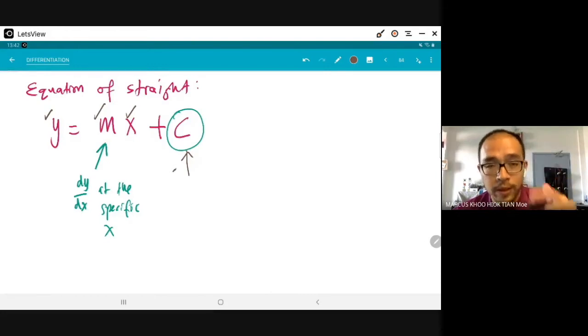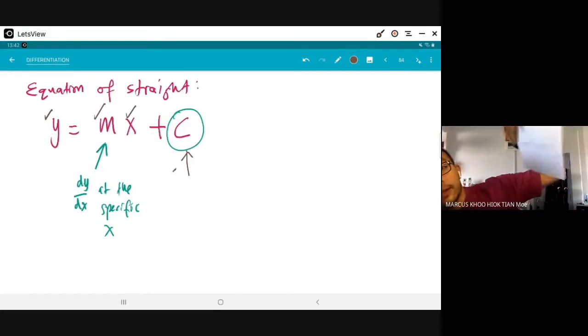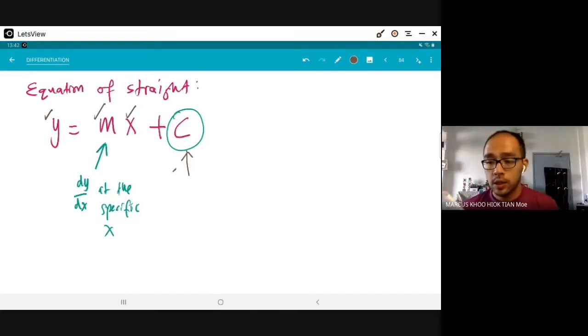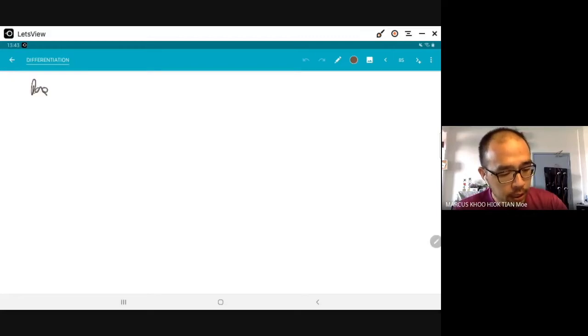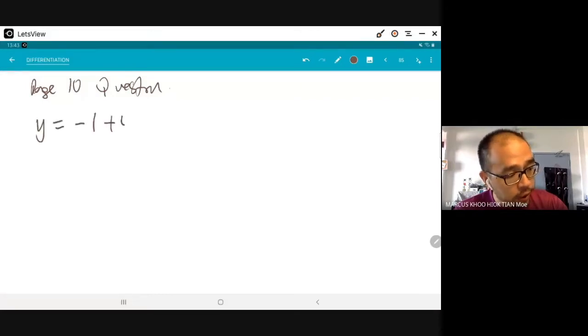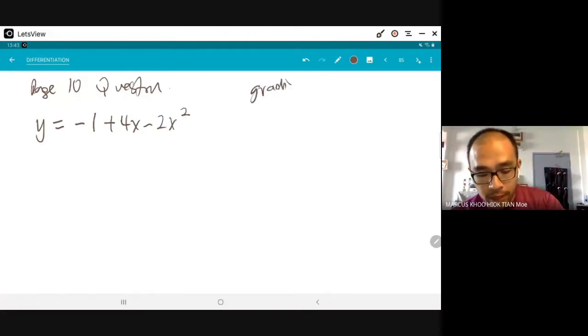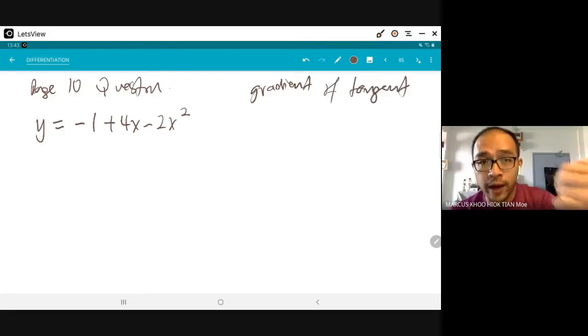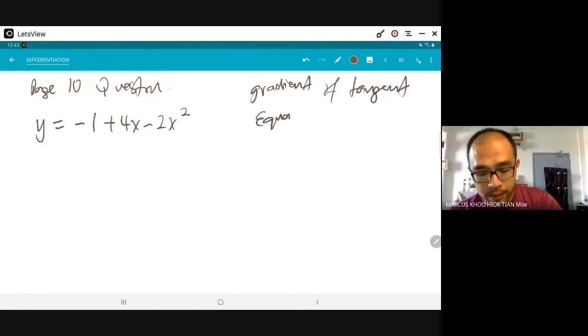Okay, so the first thing I want you to do is turn to page 10, question number 1. You are given the curve y = -1 + 4x - 2x². It asks you to find the gradient of the tangent. I also want you to find the equation of the tangent.